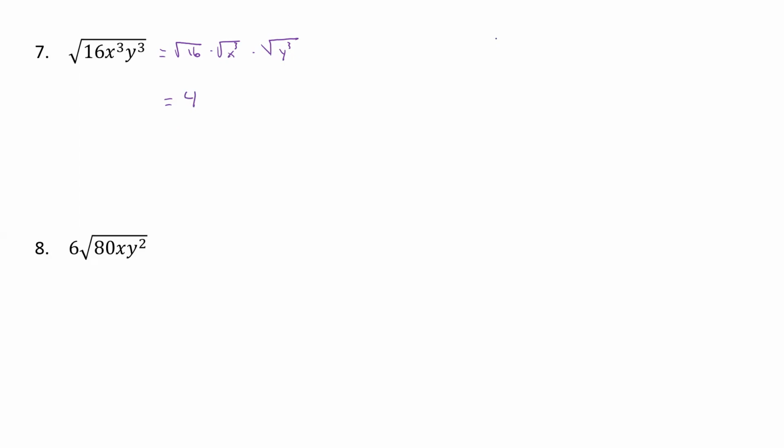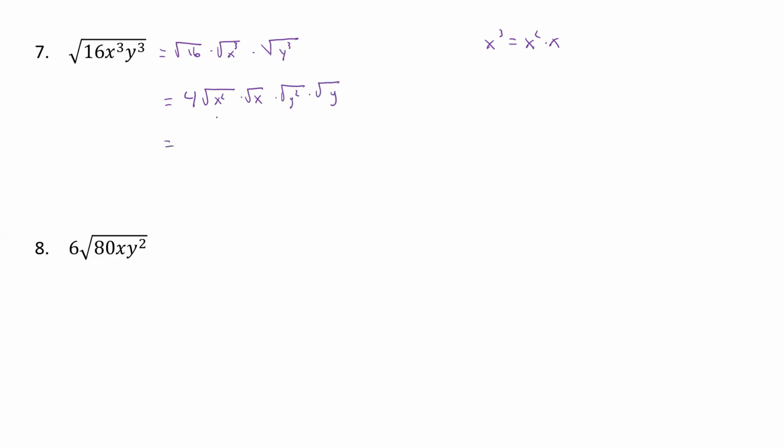Now this one, we can look at x cubed. Well, that's really just x squared times x. And the reason why I break this apart like that is because I know x squared, the square root of that is just x. And so I can break this into the square root of x squared times the square root of x. And then that will make that piece simplify. And then y cubed, I can do the same thing. That's going to give me the square root of y squared times the square root of y.